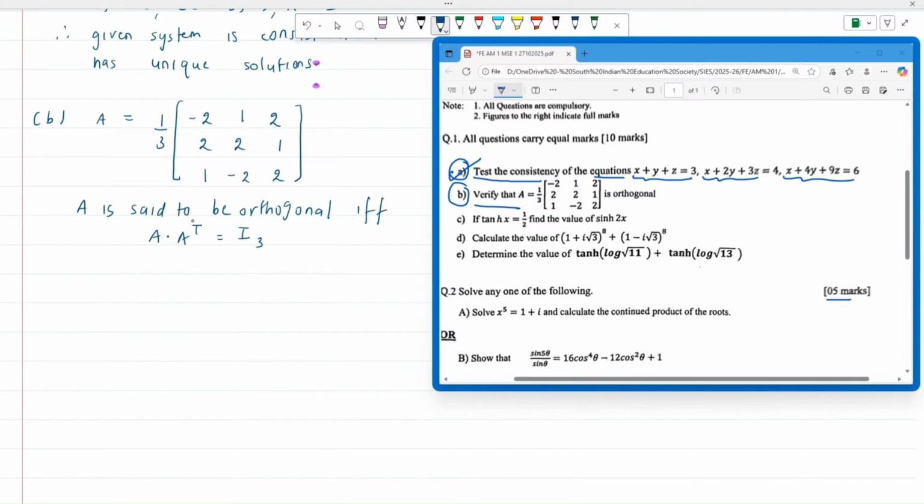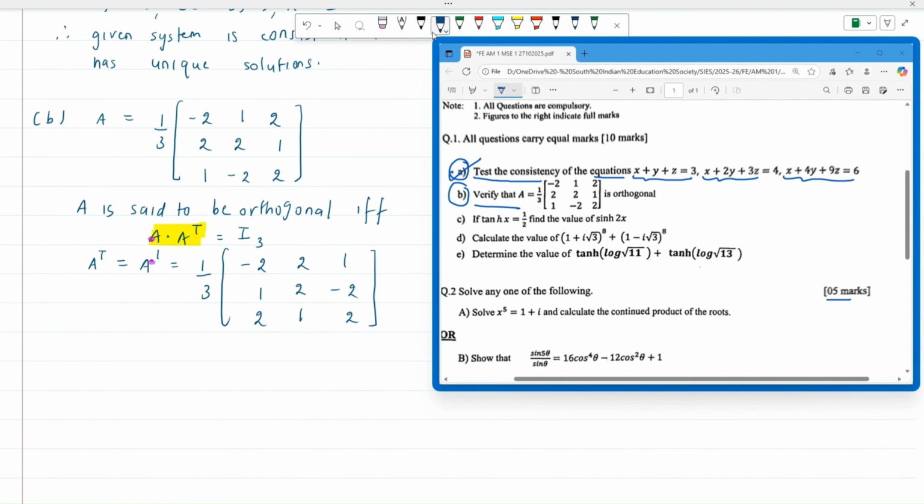So as we see, we first will be needing the transpose of A. So let's write down A transpose. A transpose is also expressed sometimes as A raised to prime or A prime. So this is going to be 1 by 3. Now all the rows are going to be converted into columns. So we get this to be the transpose of A. Now secondly, we need the product of A with A transpose.